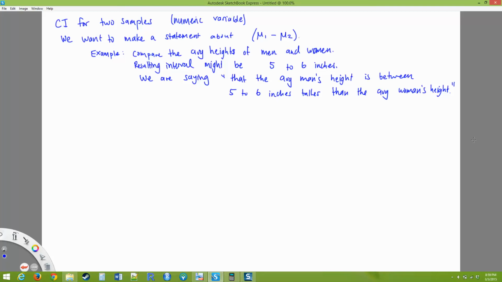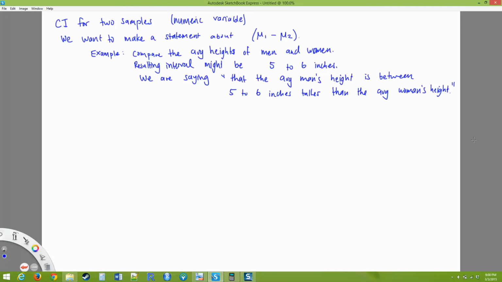Notice this doesn't say what the average height of a man is. It doesn't say the average height of a man is around 5'10", 5'9", or whatever. And it doesn't say that the average height of a woman is around 5'4". Okay? It doesn't say that. We're just talking about the difference between the average heights.